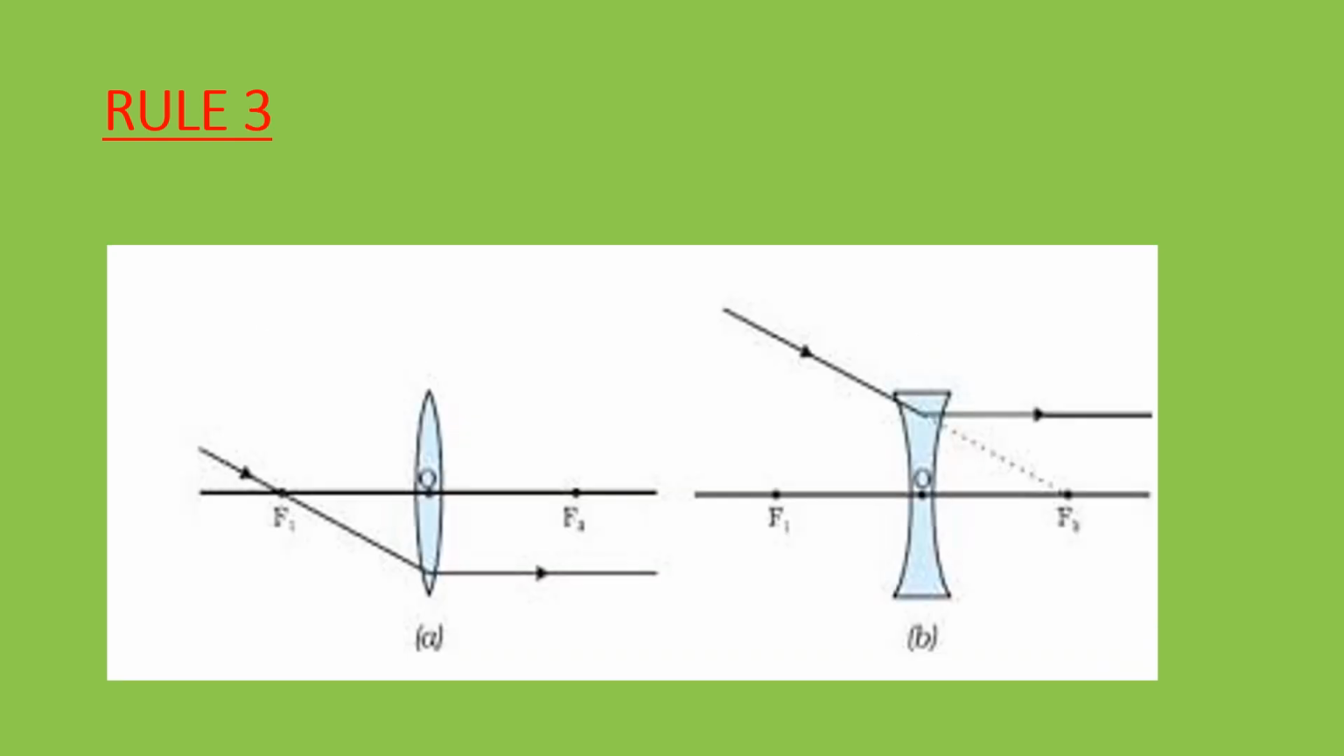Let us have a look at rule number 3. First, I'll talk about the convex lens. Any ray which passes through the focus of the convex lens becomes parallel to the principal axis after refraction. When we talk about the same rule for the concave lens, we can say a ray of light directed towards the focus goes parallel to the principal axis after refraction.